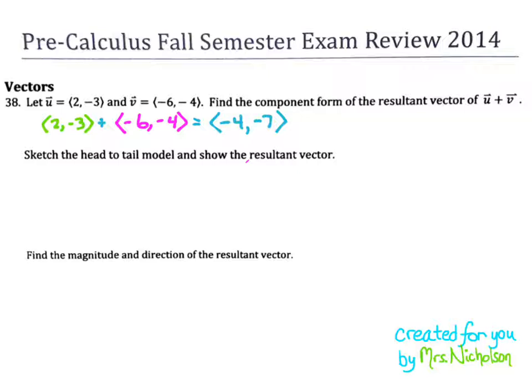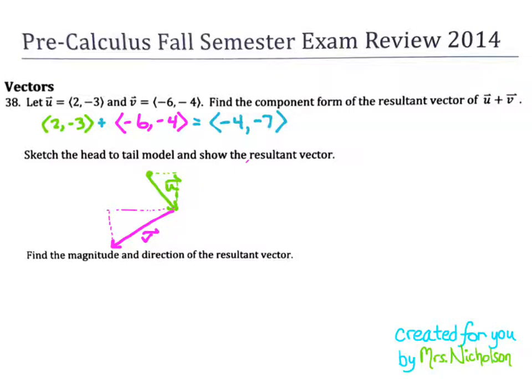Now the next question asks us to sketch the head to tail model and show the resultant vector. I'm going to start with vector u, and we don't have graph paper here, so we're just going to do a sketch. I'm going to start right here. Vector u goes 2 units in the positive direction, 3 units in the negative direction. And so vector u might look something like this. Then I'm going to add to that vector v, -6 units, so 6 units in the negative direction, and then 4 units in the negative vertical direction, and that would be vector v.